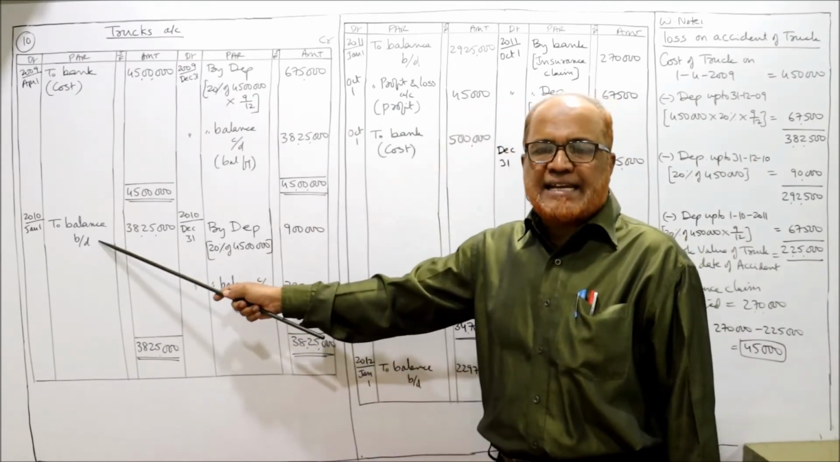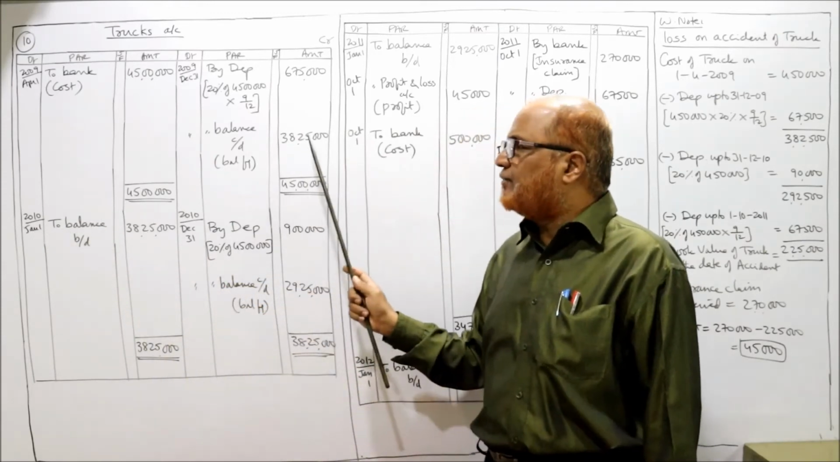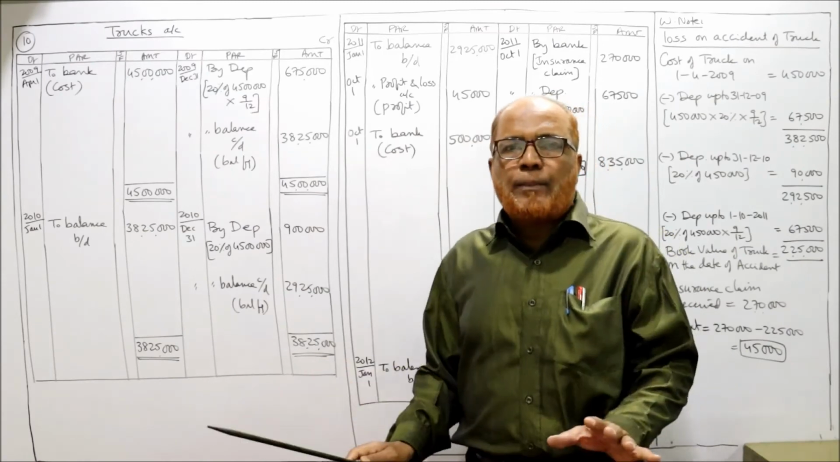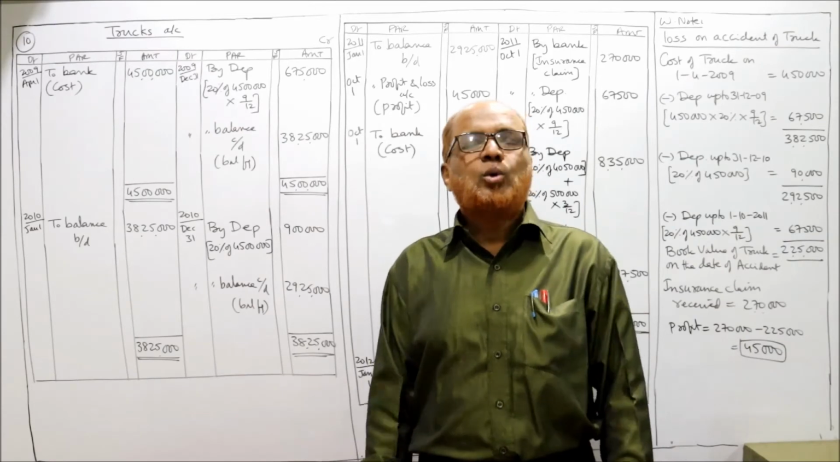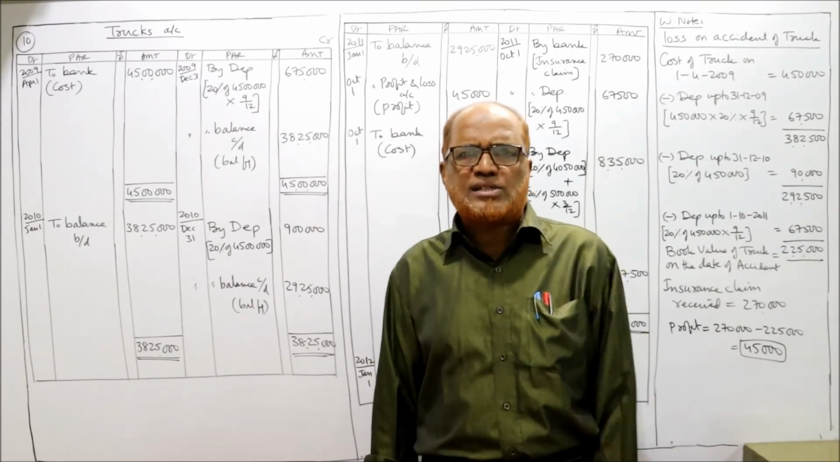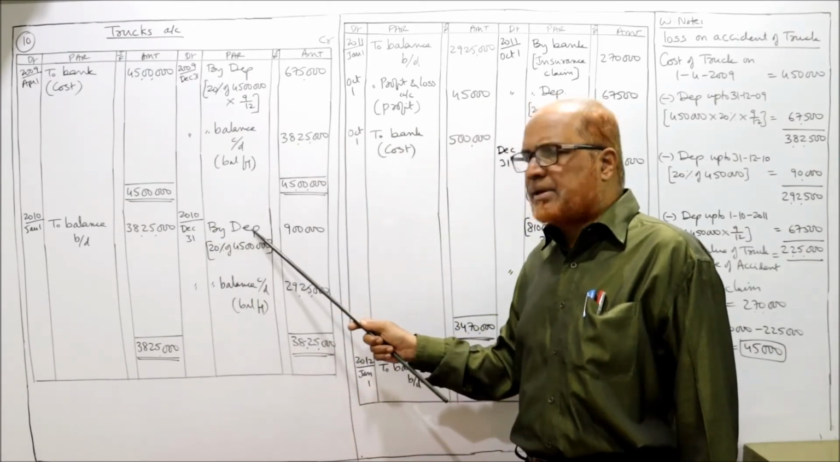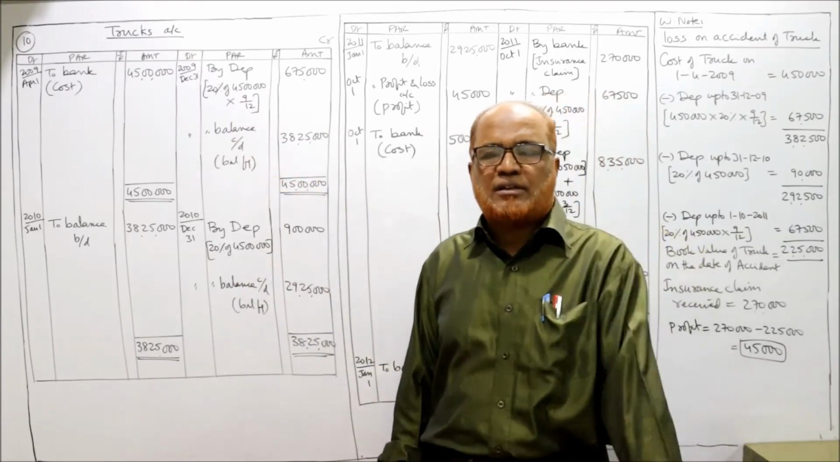Next comes 2010. So 2010 January 1st, to balance brought down 38,25,000, brought down from last year. Now there is no purchase, no sale, no accident in the second year. So we'll close the year. So 31st December 2010, December 31st, by depreciation. So 20% of 45 lakh, original cost method.